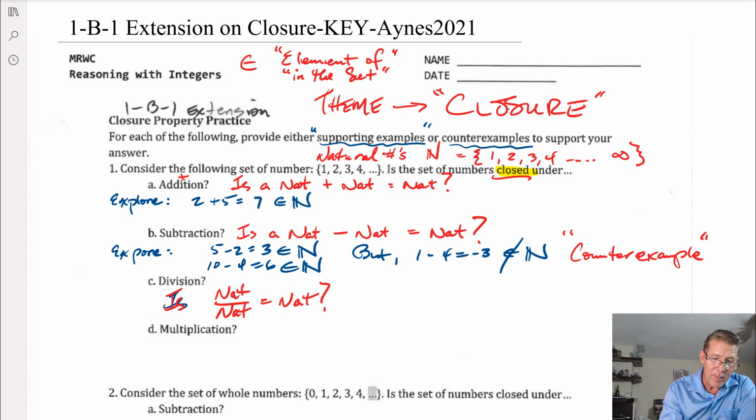Well, let's test. This is what I mean by explore. Explore it. So if I take 4 divided by 2, I get 2. That's a natural number, an element of the naturals. If I take 6 divided by 4, I get 3 halves. And that is not an element of the natural set.